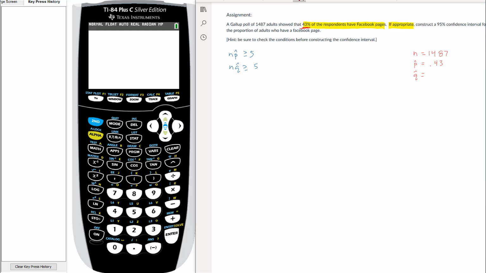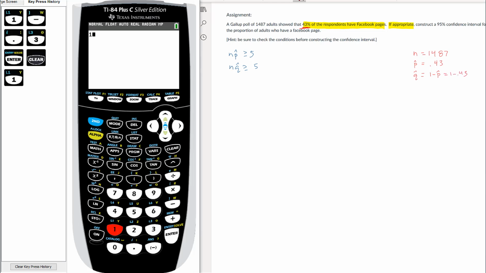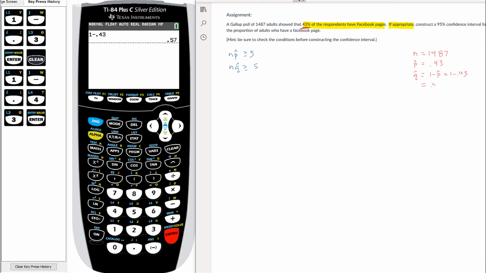So q hat is going to be 1 minus p hat. To find 1 minus p hat, we're going to take 1 minus 0.43. So 1 minus 0.43 gives us back 0.57. So q hat is equal to 0.57. Now we're going to plug in n, p hat, and q hat into the conditions.